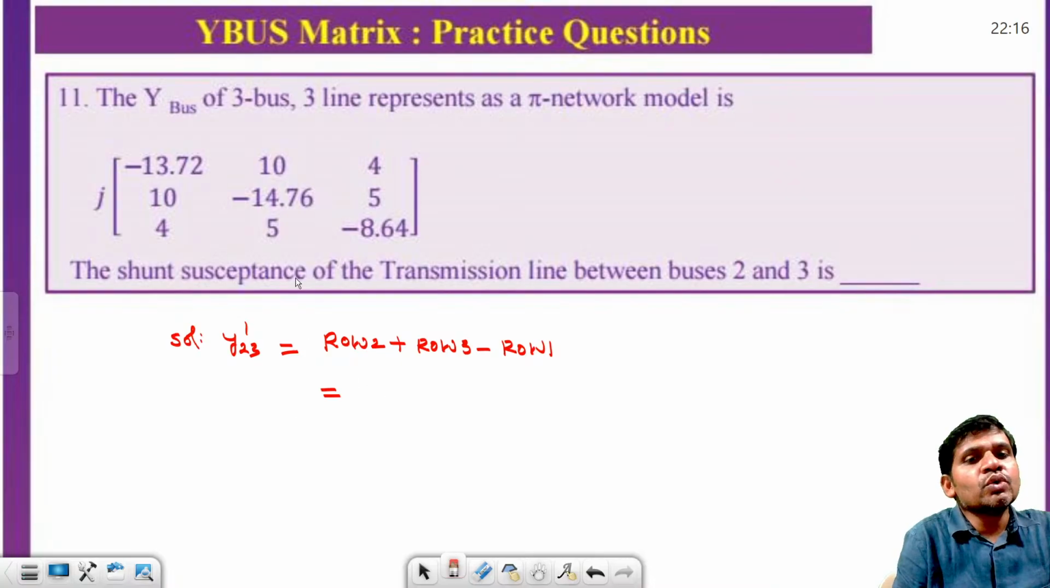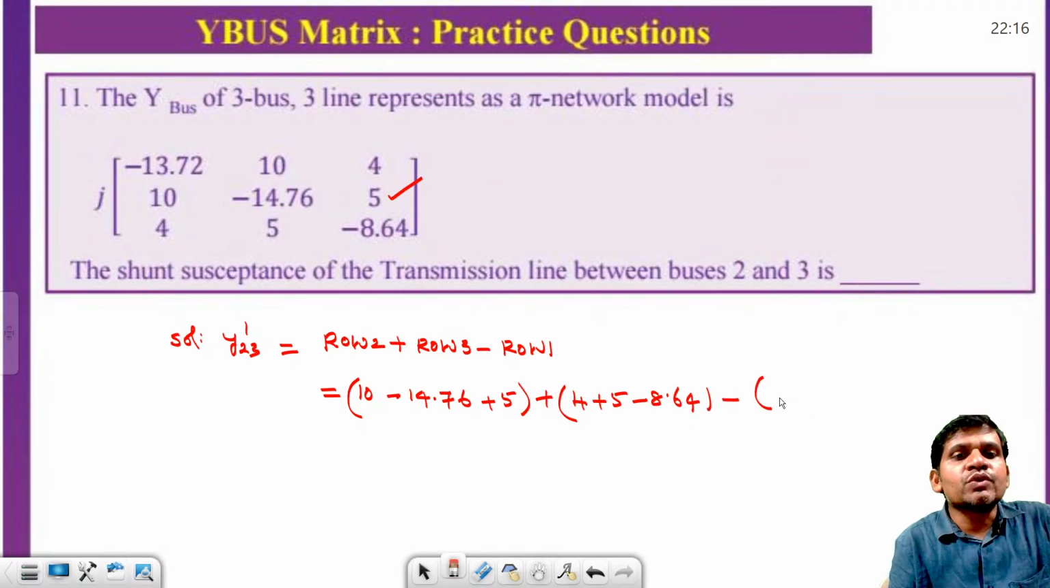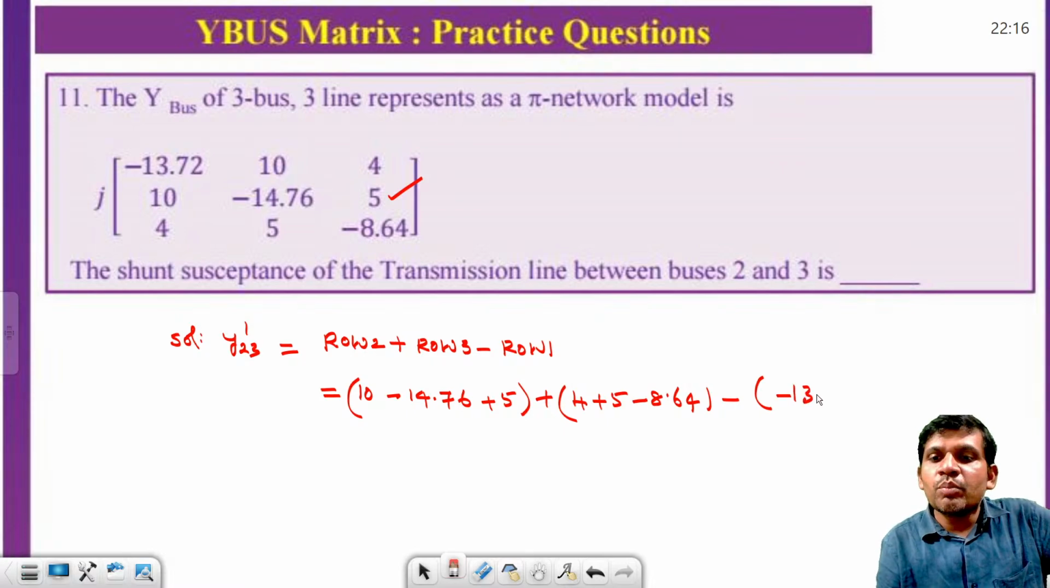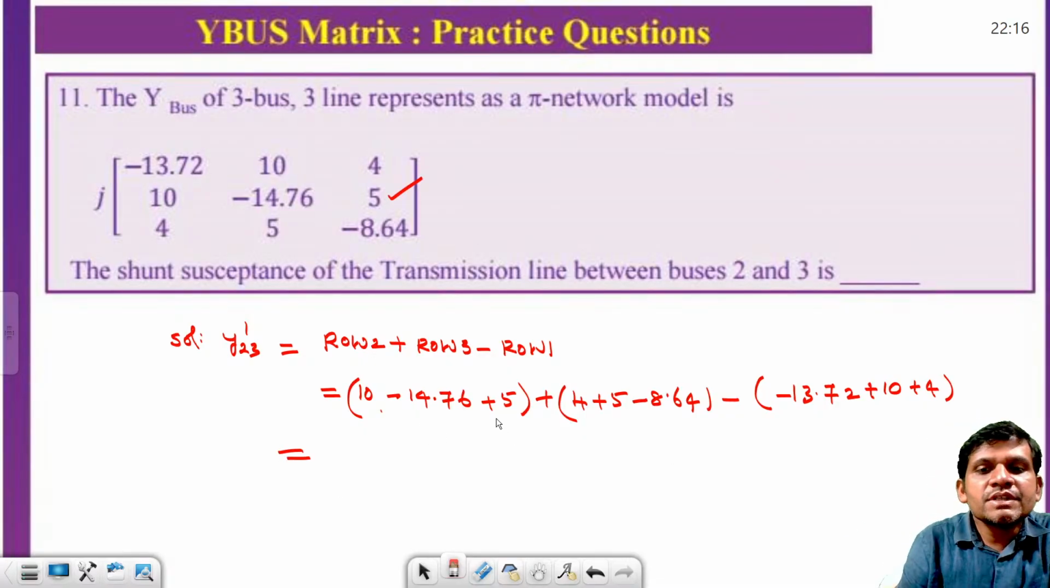Okay, what is row 2? This is row 2, no? 10 minus 14.76 plus 5. Yes, students. Plus row 3: 4 plus 5 minus 8.64, minus row 3, students. Row 1: minus 13.72 plus 10 plus 4. Okay, this is how much? 15. This is 15. 15 minus 14.76 is 0.24. 9 minus 8.64 is how much? 0.36.